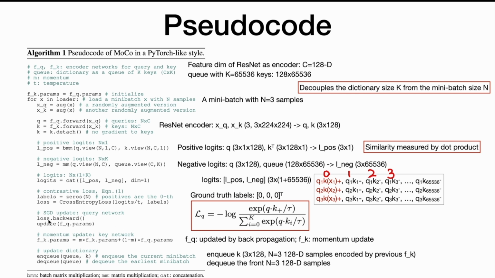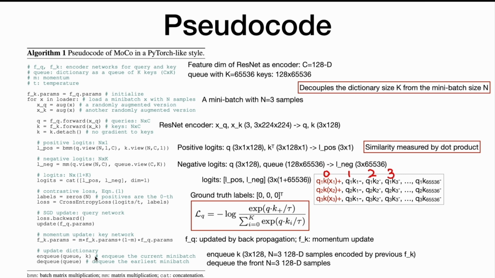Then after we calculate the loss, we use stochastic gradient descent to do the back propagation, then update only the query network. And the key network is updated using exponential moving average. This is also the momentum update.